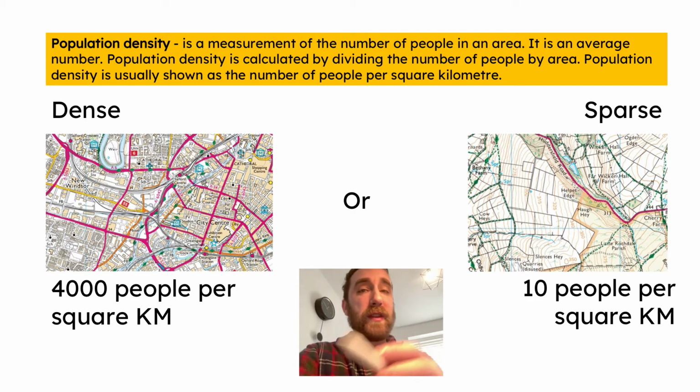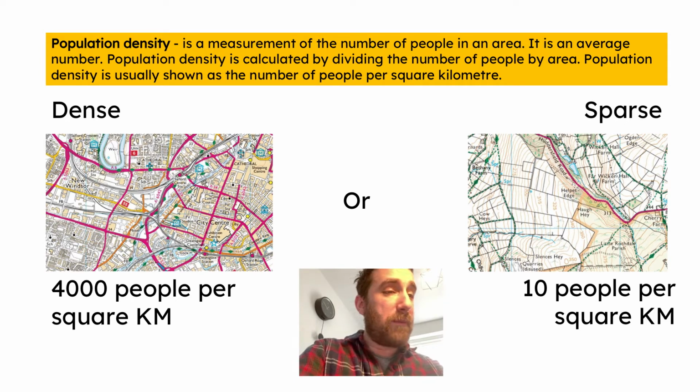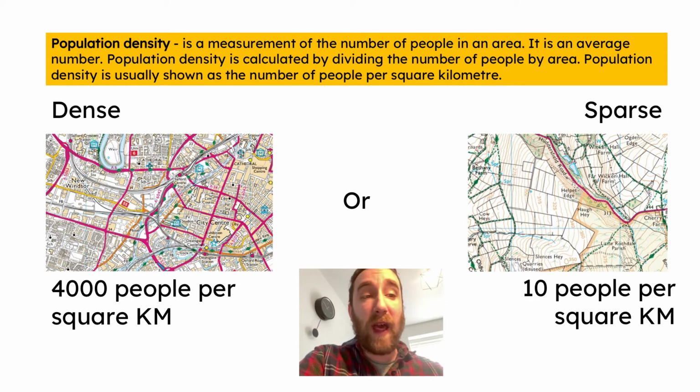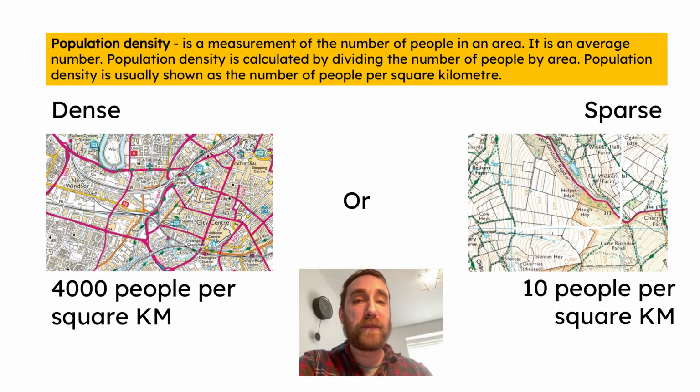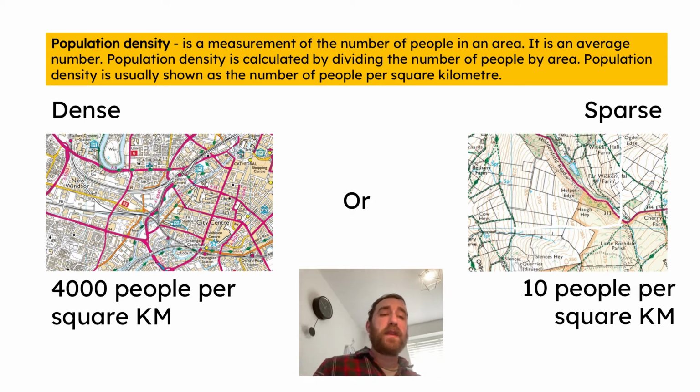Especially if you look on the OS maps here, you can see the grid lines. Each box is actually a square kilometre. So if you look on this one here, follow my line, each one of these boxes is actually a square kilometre.